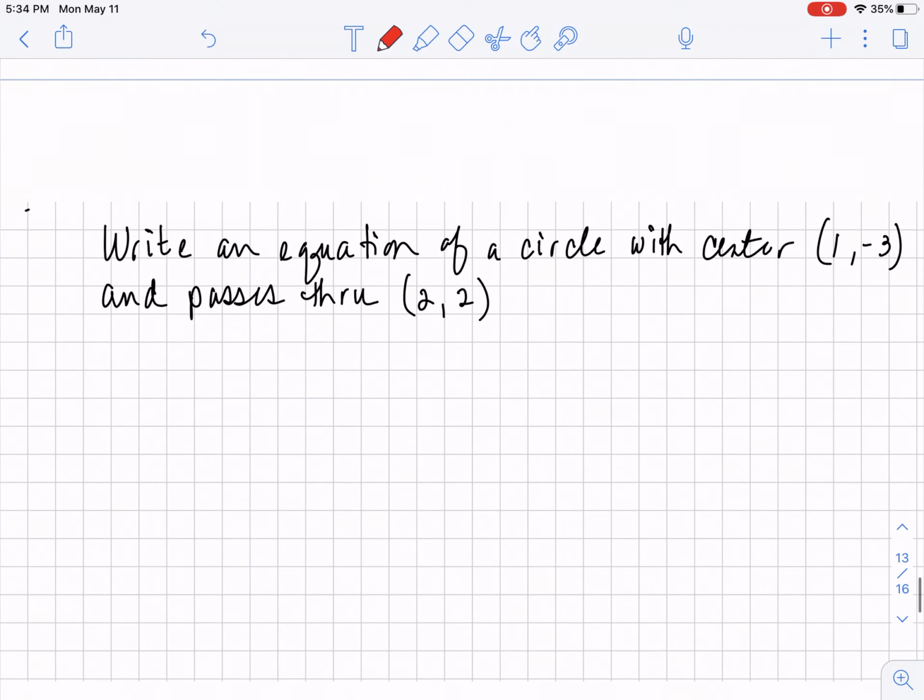All right, write an equation of a circle with the center 1, negative 3 that passes through a point 2, 2. So here's my equation of a circle again. I'm going to write it. It's x minus h squared plus y minus k squared is equal to r squared. So I can plug 1 in for h, negative 3 in for k, and I could plug 2 in for x and this 2 in here for y and see what I get, okay?